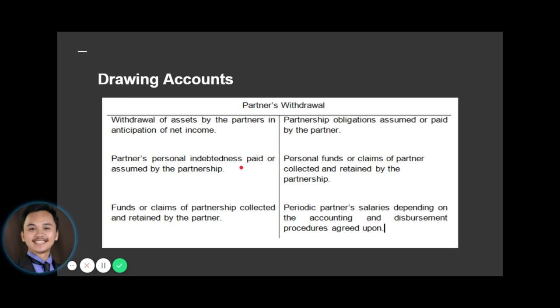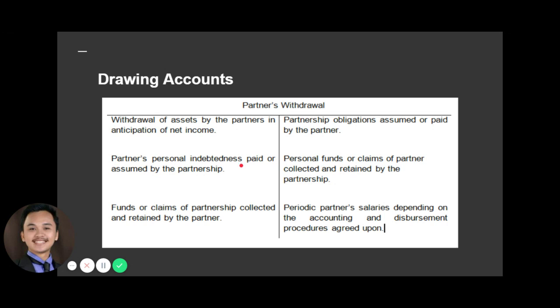And the third one, we have funds or claims of the partnership collected and retained by the partner. So, for example, an account receivable of the partnership was collected by the partner, but what the partner collected was not remitted to the partnership. Such will be considered as partner's withdrawals.